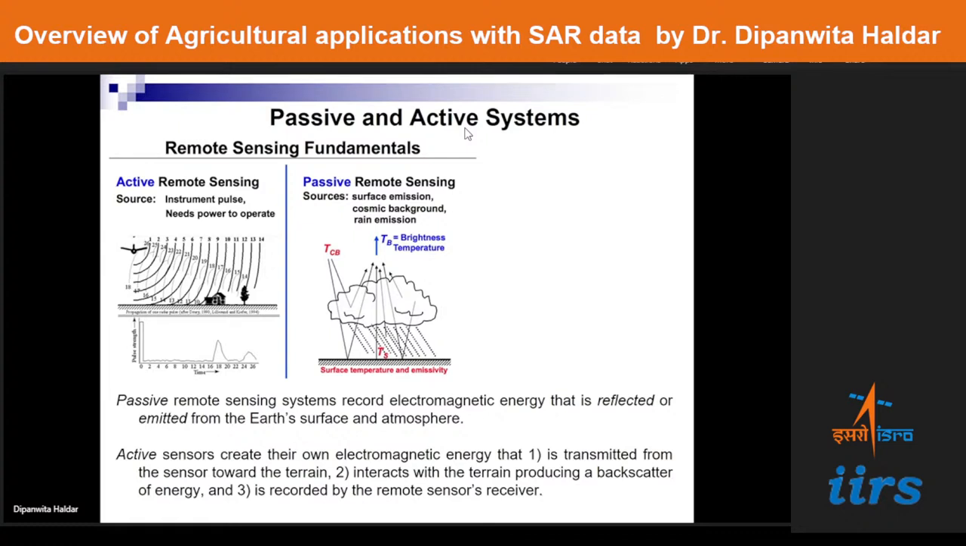Similarly, there is passive sensing in the microwave domain also. Like the optical domain, which has mostly passive sensing, here also we can have passive sensing. It is based on surface emission, the background, the rain emission, and so on. The concept of brightness temperature, which you might have already heard, you can see in the right hand side diagram. Surface temperature and emissivity give rise to the brightness temperature which is sensed, and there is a relationship between the brightness temperature and the kinetic temperature of a body. The kinetic temperature is the temperature which you sense through a thermometer, and it is related through emissivity.